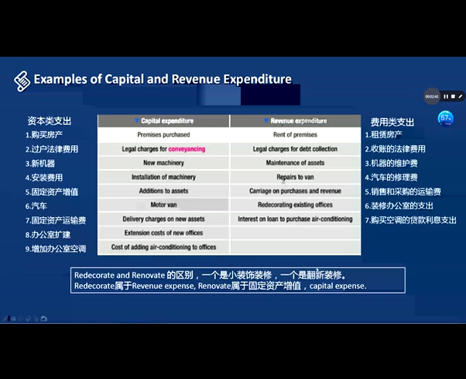And the right side, the right column, is revenue expenditures, like the rent of the premises, the legal charges for debt collection.